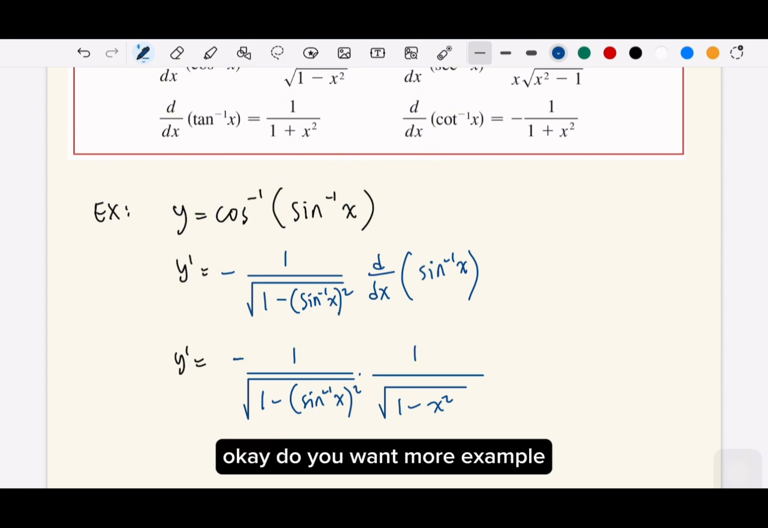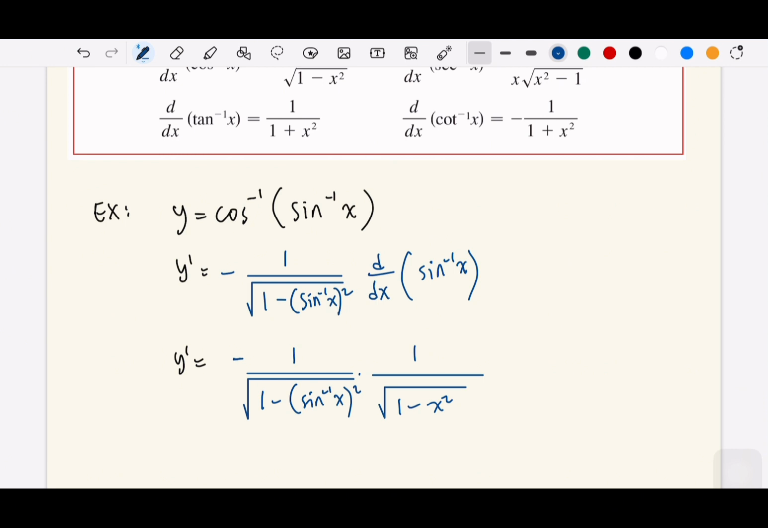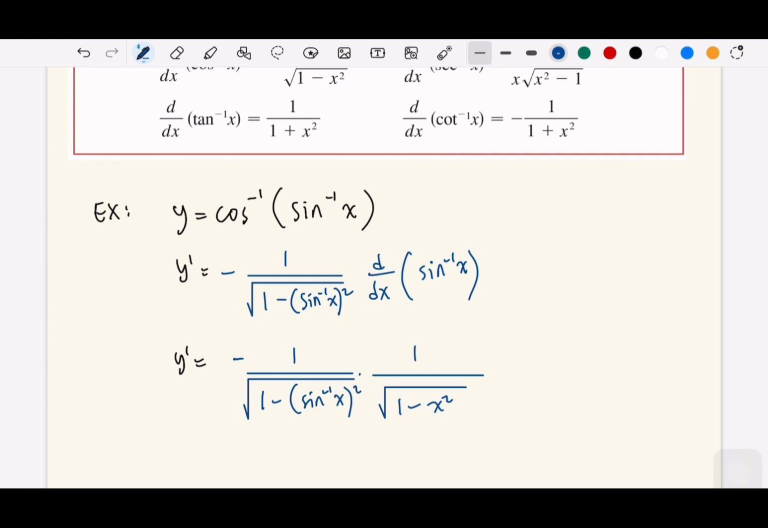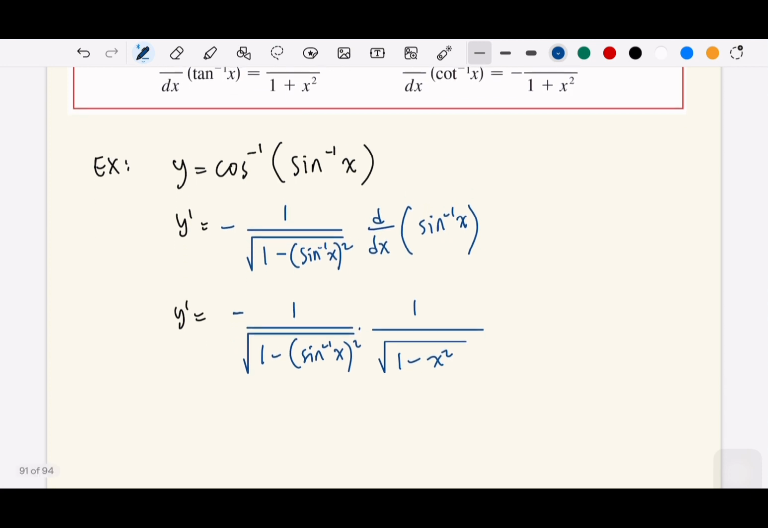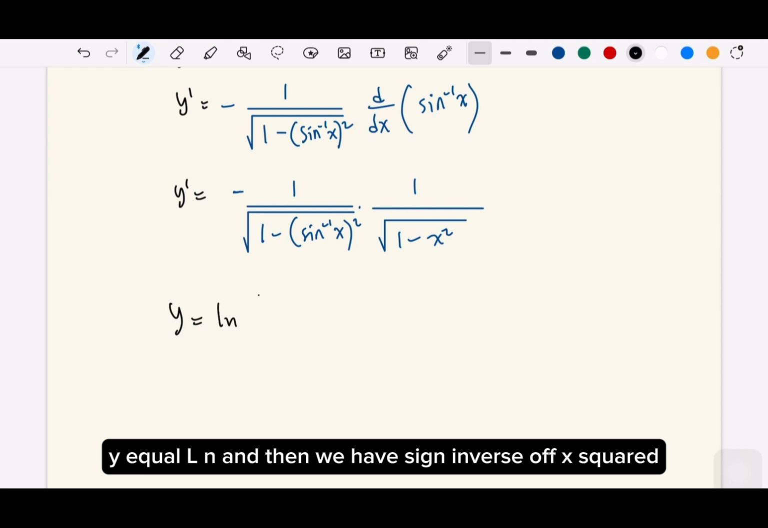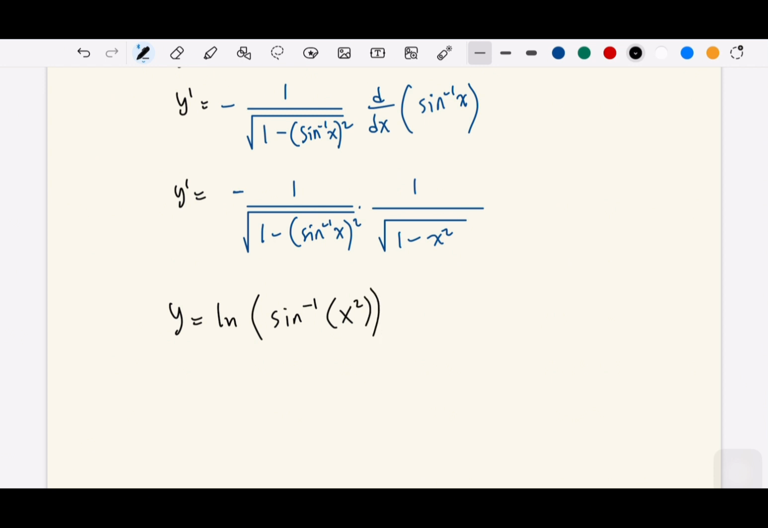Okay, do you want more examples? Let me check what kind of example we have. Another one, for example, y equals ln of sine inverse of x squared. I think it's easy, right?